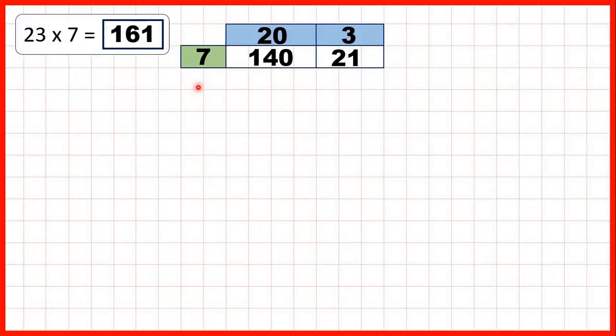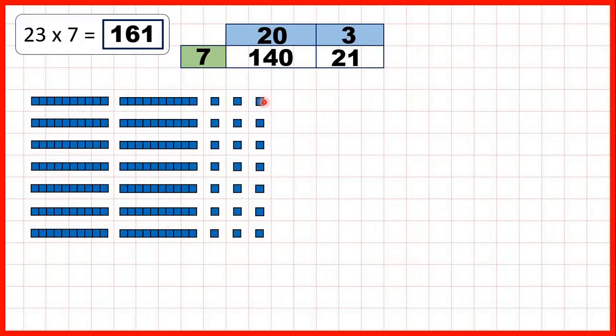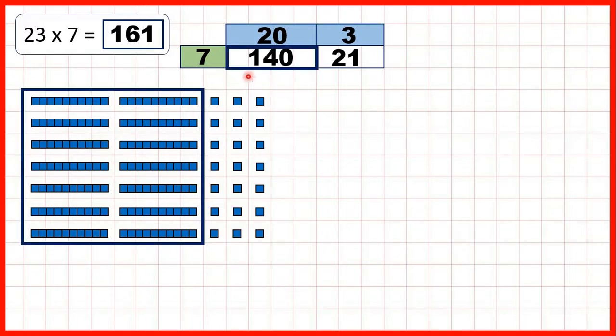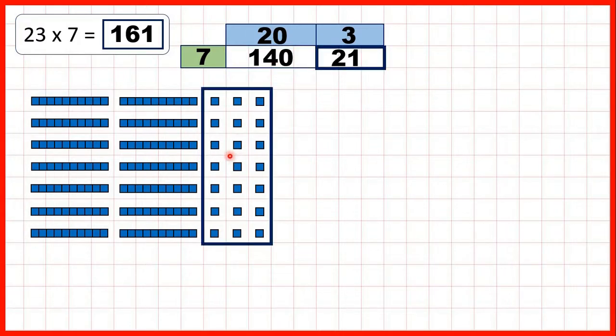161. Or we can show 23 as 2 tens and 3 ones, and because we're multiplying by 7, we can show what we have 7 times. Then you can see here we get 140 because we have 14 tens, so we could regroup those into 100 and 4 tens. And here we have 21 because 7 times 3 is 21.